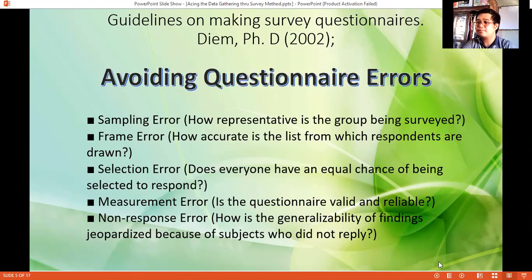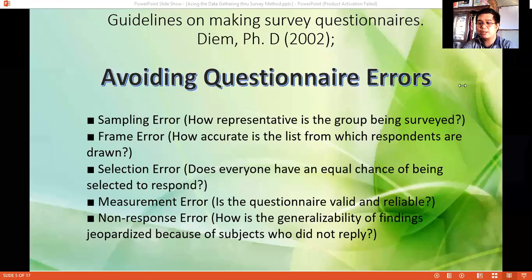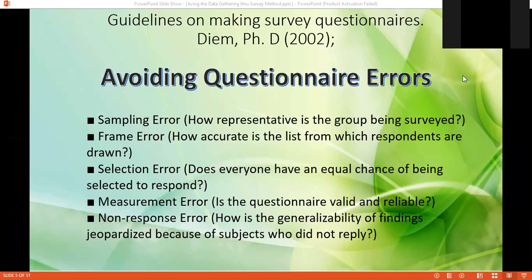How many respondents will you collect? Around what approximation? Anyone? Miss De Vera, Chrysaline, do you have any idea how many you will collect now? Around what approximation? Sir, approximately 152 students based on the table. Correct. So you need to have your frame error.